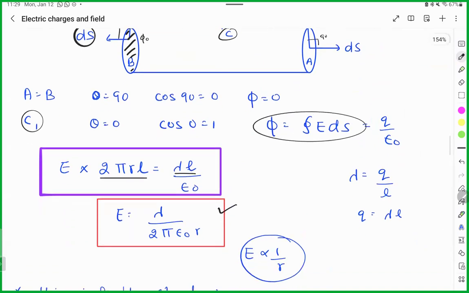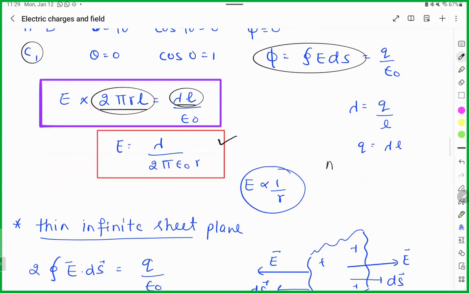Just imagine, if you know this, in a long rod, what is the charge? Lambda into L, I already told you. What is the area of the cylinder? 2 pi RL. Write it down. Area of cylinder, A is equal to 2 pi RL.